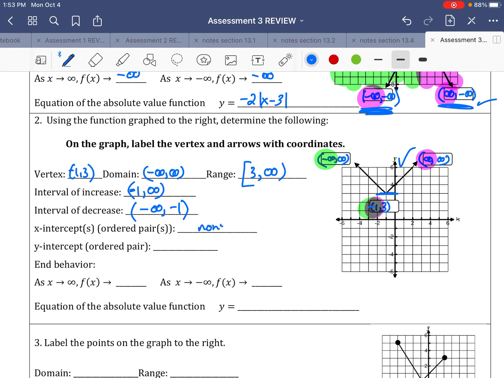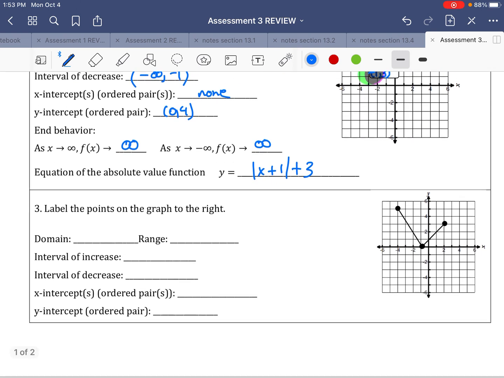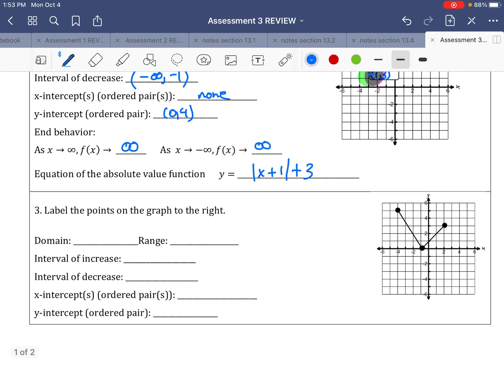All right, x-intercept. There are none. There's no x-intercepts on this picture, but the y-intercept is at 0, 4, right here. All right, end behavior. Both ends are going up. You see both y values are up right here, so it can't go wrong. Just go to infinity. Oh, let's see. So this thing got moved left 1 and up 3. So left 1 would be x plus 1. Up 3 would be plus 3. The slope is still 1 over 1, so that's it.